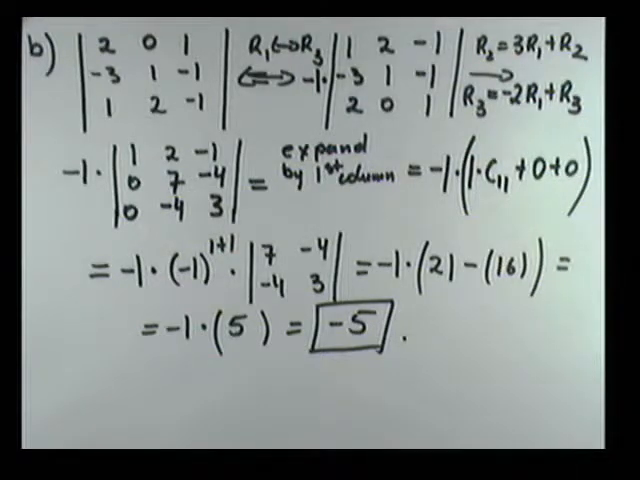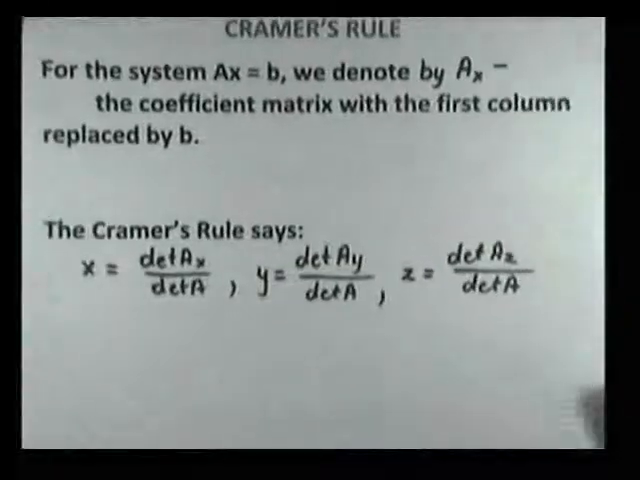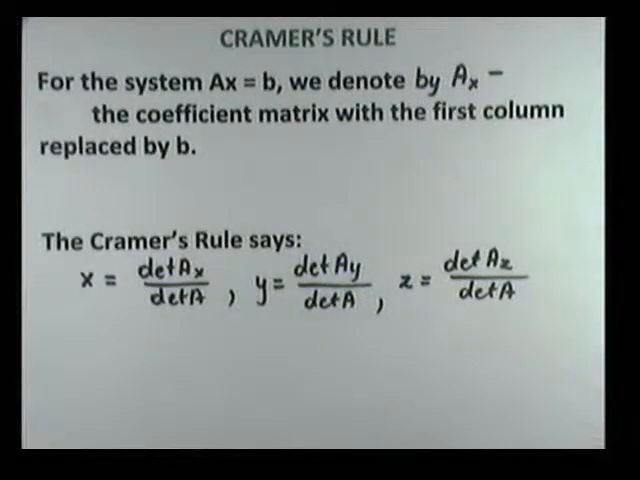Determinants. One application of determinants is in using Cramer's rule. So now we would like to talk about Cramer's rule. For the system Ax equals B, we denote by A sub x the coefficient matrix with the first column replaced by B. Actually, maybe let's write down Cramer's rule, and then once we solve a system as an example, it will be clear.